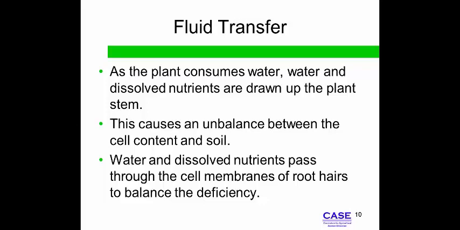Fluid, such as water and dissolved nutrients, is drawn up the plant. As the osmotic balance between the plant cells and soil changes, liquids are exchanged through the root hairs. Transpiration will be studied in a later lesson and will relate the pull of water and nutrients through the plant. Transpiration pull is also related to turgidity, discussed on the next slide.